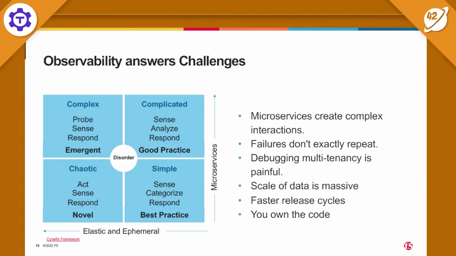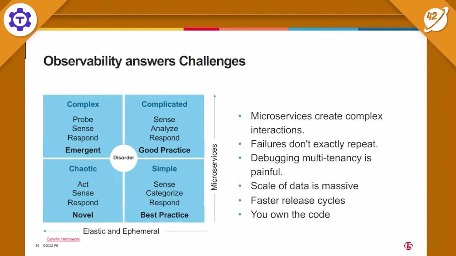Now, when we start looking at this, all those moving parts mean that things have become complicated. Microservices mean things have become complicated. Failures don't always repeat here. Debugging can be really painful because those failures don't repeat. And the scale of data that we're dealing with is massive here.